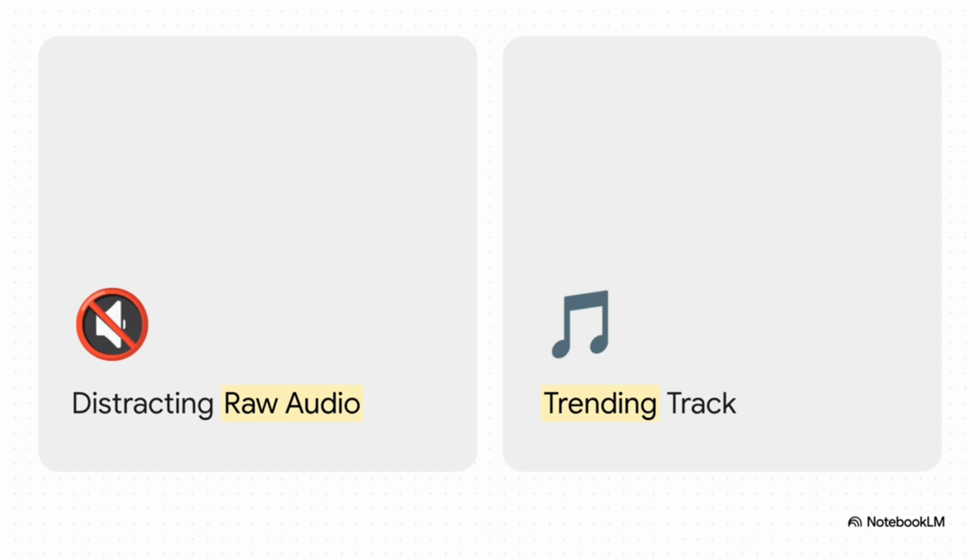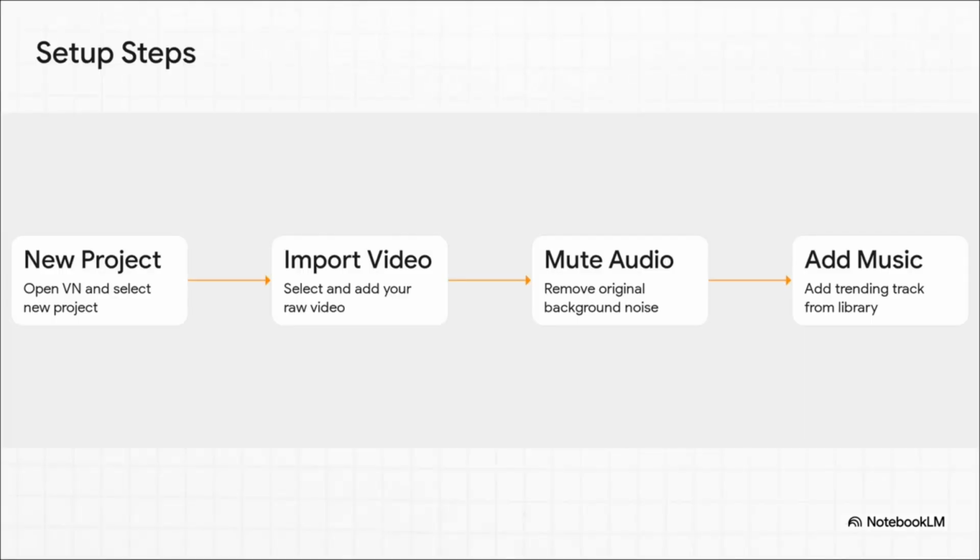Audio is literally half of the video experience. So we need to instantly mute that noisy original sound and replace it with a trending track. Locking into a song that is already popular is basically a cheat code to capture immediate attention on social platforms. So here is exactly how we start this off.